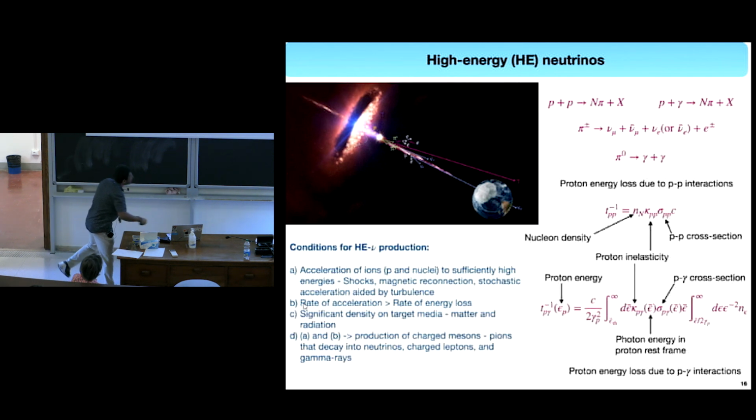To quantify that rate, for example, if you consider pp, this is the rate where it depends on the nucleon density, the elasticity factor associated with the proton, and also the cross section. Similarly for pγ, it's a little more complicated because here you have to take into account the photon energies as well. That leads to the third point, that you need a radiation field or a radiation bath where you have these protons so that these accelerated particles can interact and lead to the production of the high energy neutrinos.